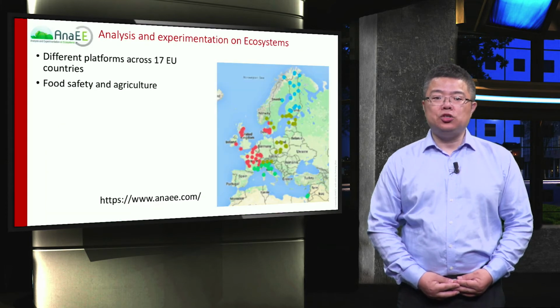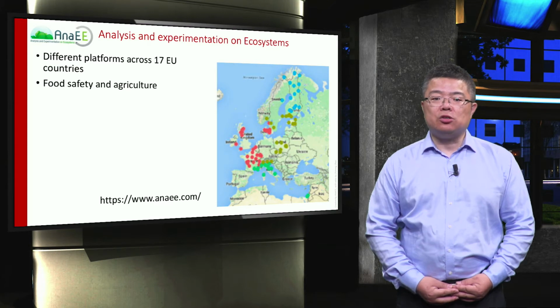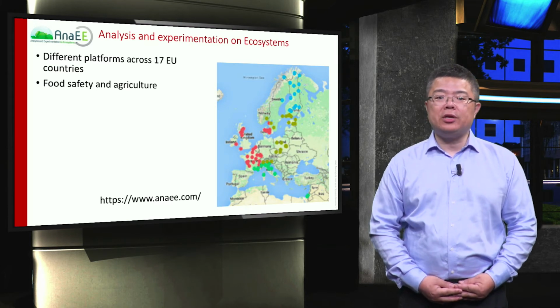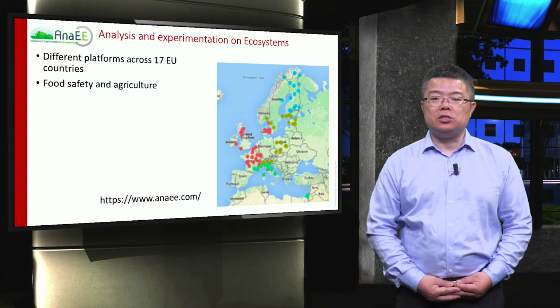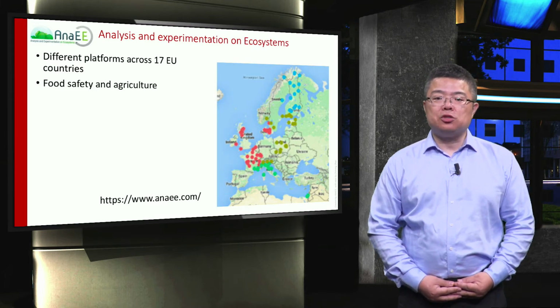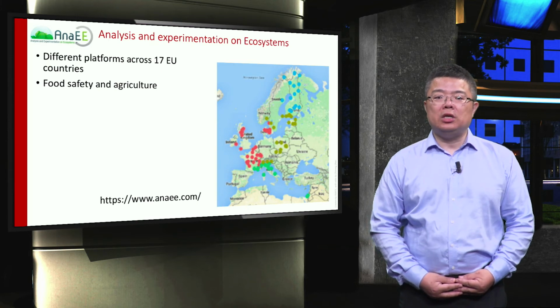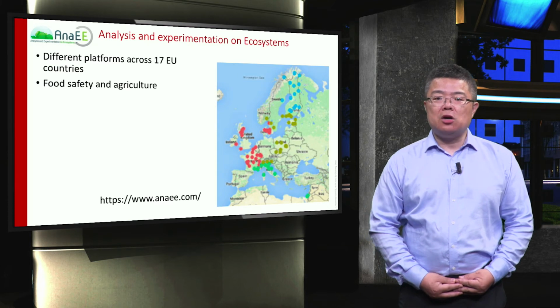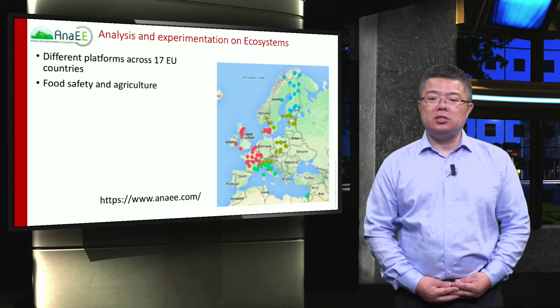Analysis and Experimentation on Ecosystems, ANAEE, is a research infrastructure across 17 European countries. It is mainly for communities concerned with food safety, agriculture, and other relevant fields in ecosystem research. It provides different analytical and experimental platforms for its community, including open field environments, in-house experimental platforms, data analysis platforms, and a modeling platform.